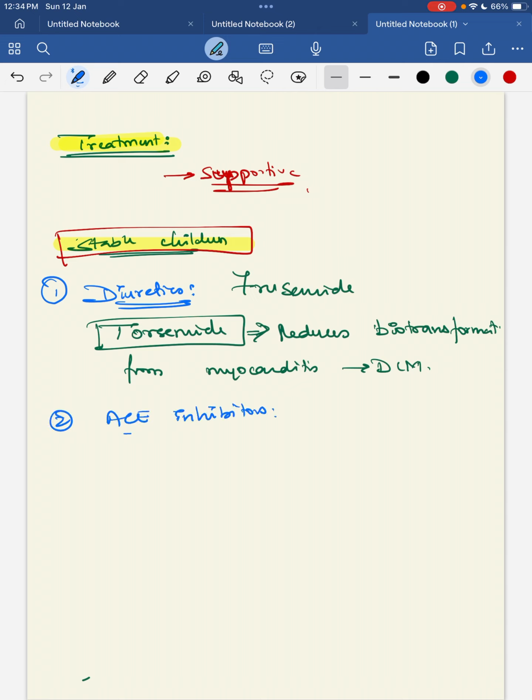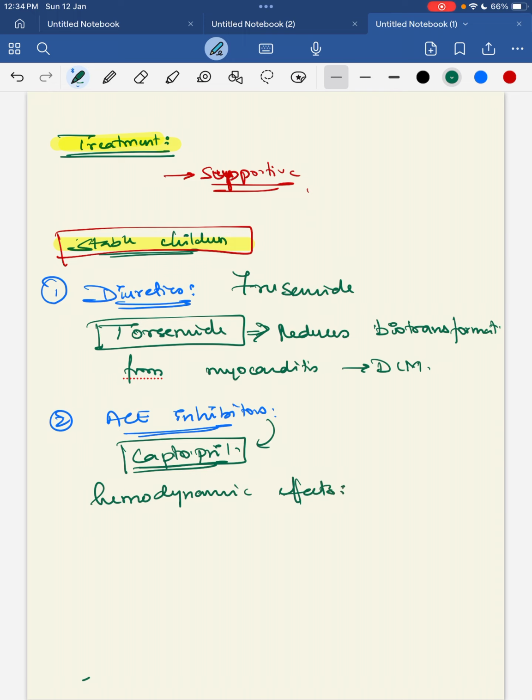Right? These are the hemodynamic effects of your ACE inhibitors. Your digoxin should be withheld, or it is not indicated in a stable child with myocarditis. Third one, in addition to this, you can also use an aldosterone antagonist. Your aldosterone antagonist is your spironolactone. Fourth drug is your beta blockers.